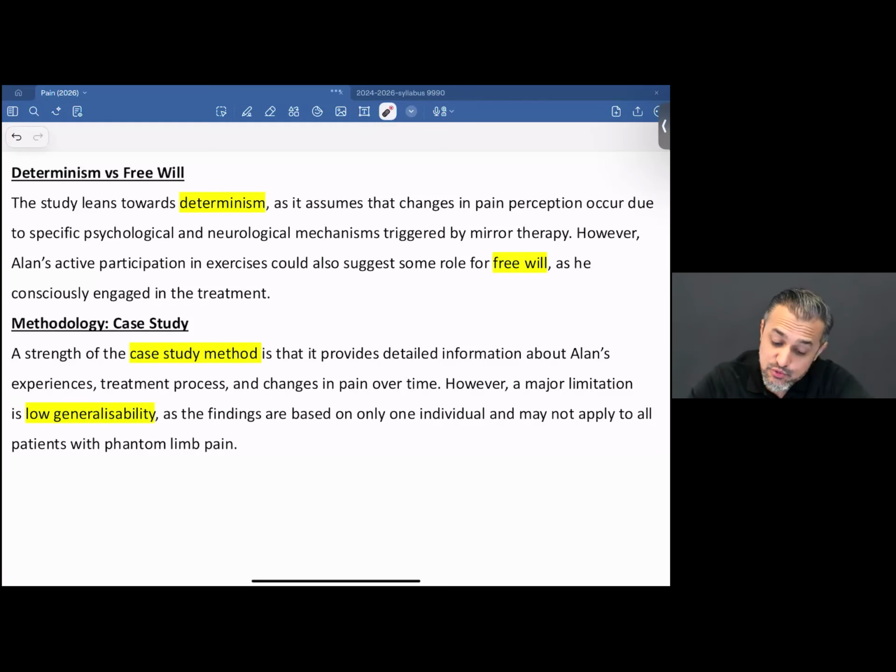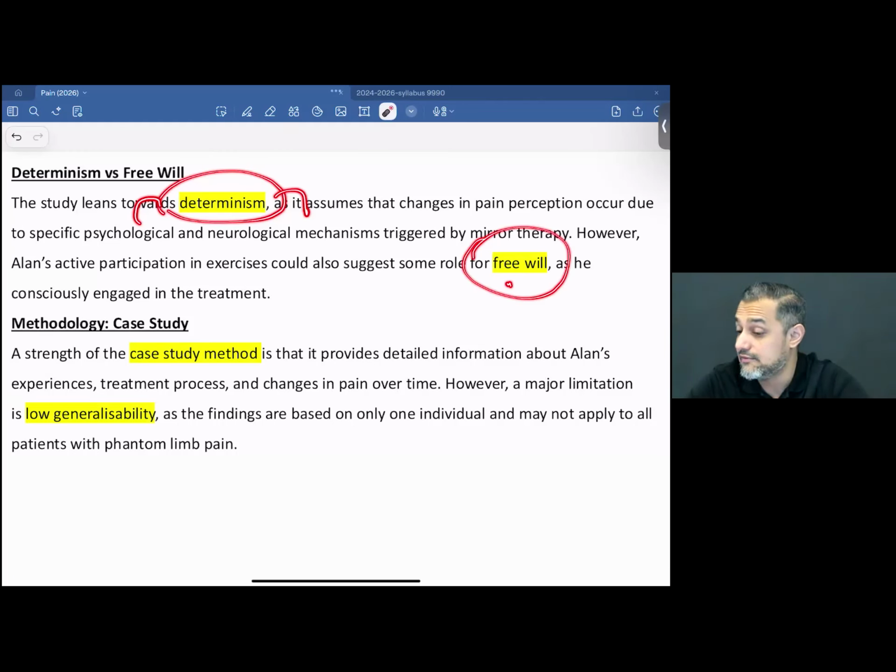The study leans towards determinism as it assumes that changes in pain perception occur due to specific psychological and neurological mechanisms that are triggered by mirror therapy. However, Alan's active participation and exercises could also suggest some role for free will. Now on one hand you can call this study deterministic, and on the other hand when you talk about the mirror treatment, Alan was putting an effort himself.